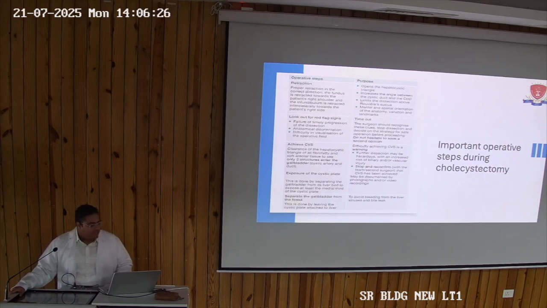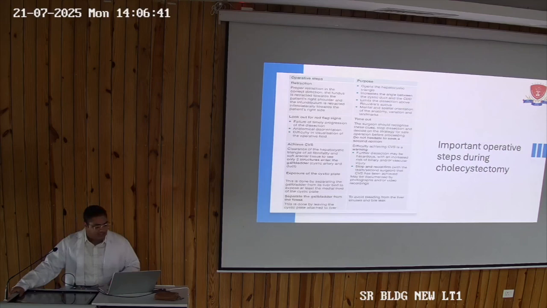The second step, we have to look out for the red flag signs. Those are failure of timely progression of the dissection, anatomical disorientation, difficulty in visualization of the operative field. What is its purpose? Timeout. The surgeon should recognize these clues, stop dissection and decide on the strategy for safe operation before proceeding. Do not hesitate to seek a second opinion in this case.